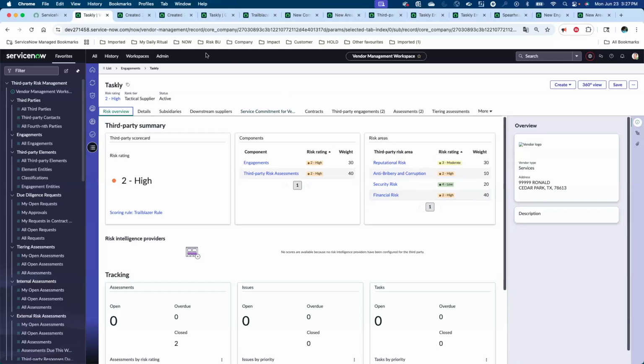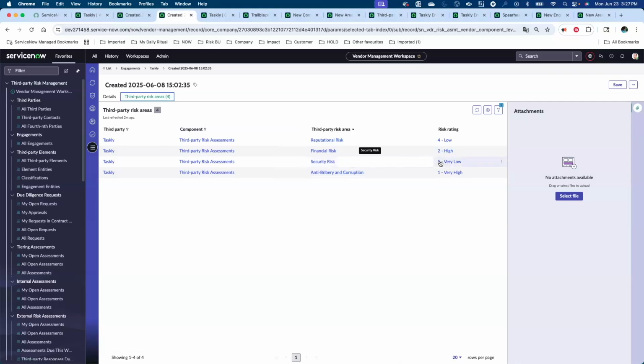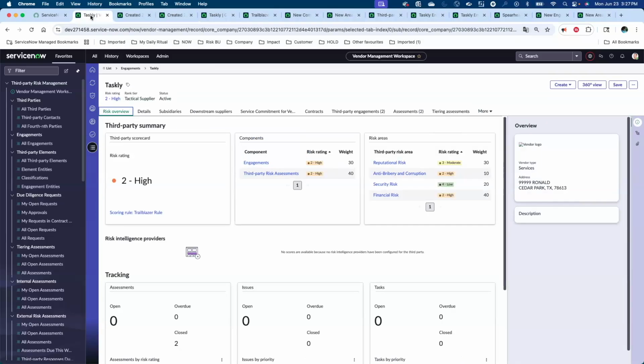Let's take another example. Let's take security. Security is 3 here and 5 over here. So that becomes 8, and 8 by 2 becomes 4. So security is 4 low. That's how it works out.